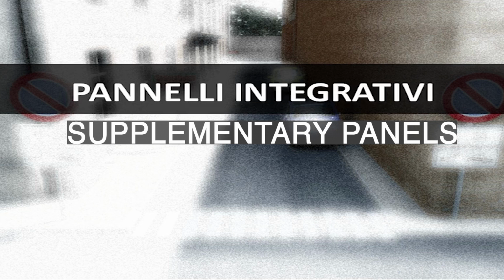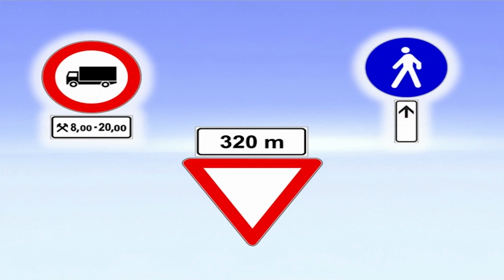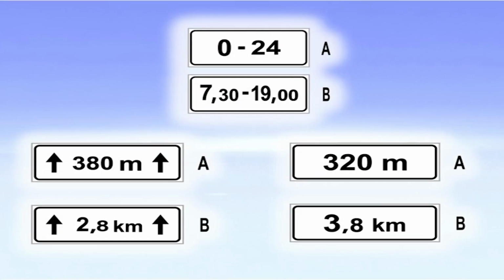Pannelli integrativi. Supplementary panels are placed to complete the prescription or indication. They provide additional information to the signal to which they are combined, specifying better the validity of the sign with respect to time or with respect to the categories of vehicles to which the signal is addressed. We will also see that in some cases the supplementary panels are decisive for the very meaning of the signal under which they are placed.